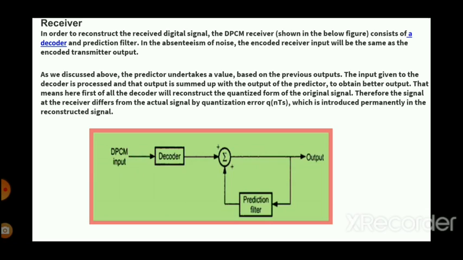To obtain better output, first of all the decoder will reconstruct the quantized form of the original signal. Therefore, the signal at the receiver differs from the actual signal by the quantization error Q(nTs), which is introduced permanently in the reconstructed signal.